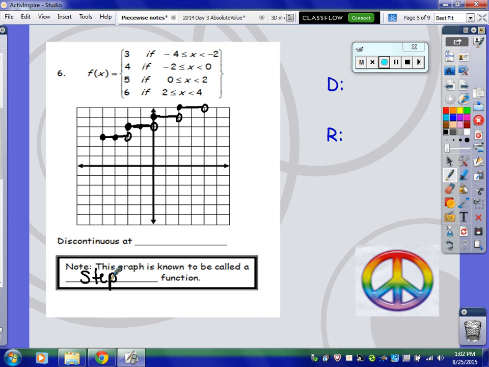Okay, now notice all of our steps were the same length. They don't have to be. They can vary in length. The whole idea of a step function is that it's made up of horizontal segments. Alright, where is this continuous? Well, it's continuous in lots of places, right? It's discontinuous at negative 2. It's discontinuous at 0. And it's discontinuous at positive 2.